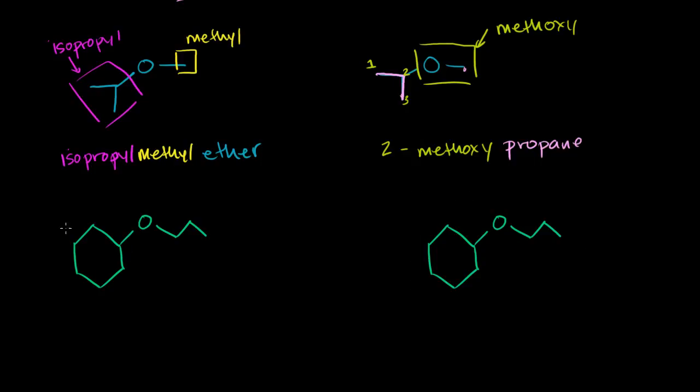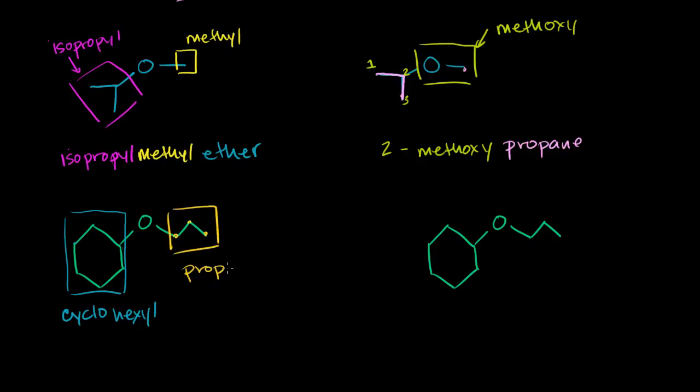So on this side, we have 1, 2, 3, 4, 5, 6 carbons in a cycle. This right here on the left-hand side is a cyclohexyl group. On the right-hand side, we have 1, 2, 3. This is just a straight up propyl group. And so when you name the ether, you just put these 2 groups in alphabetical order, and you add ether at the end.